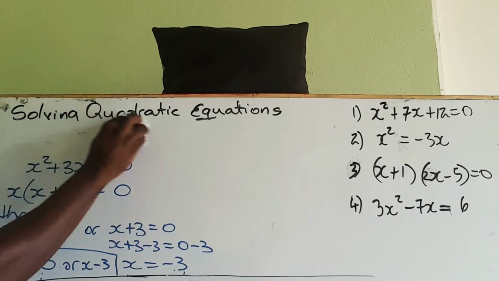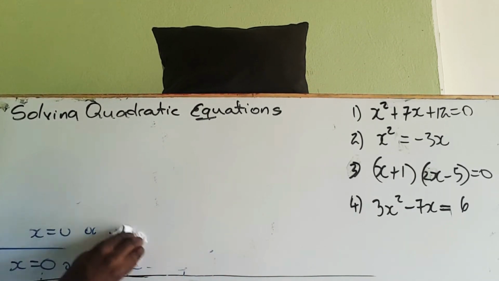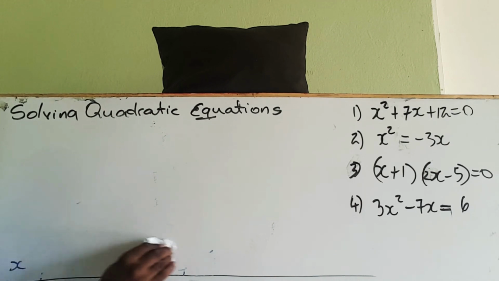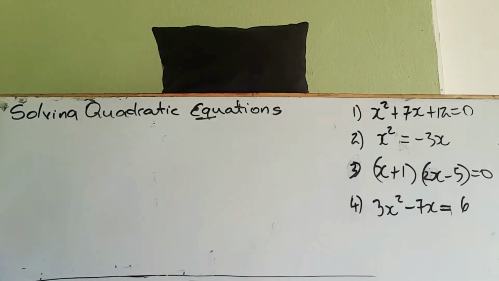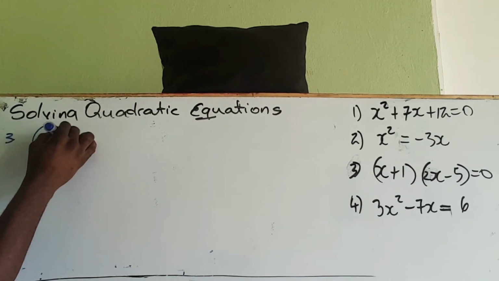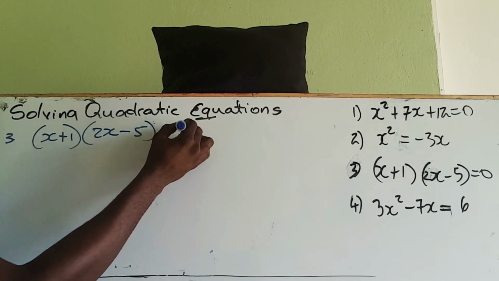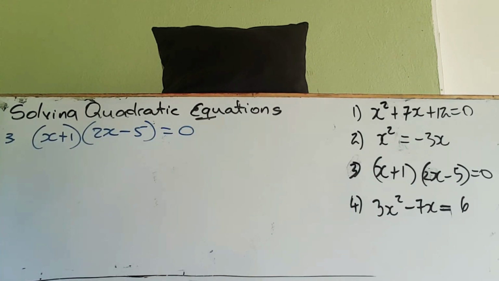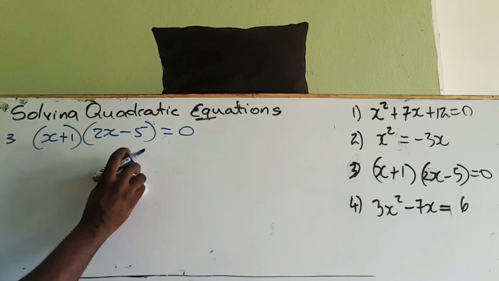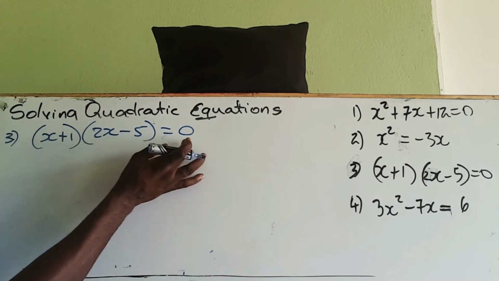Alright, let's look at another one, because there are various cases in which the questions can present themselves. Let's look at question 3. Question 3 says x plus 1 into 2x minus 5 is already equal to 0. Now, if you get a question like this, there is no need to expand and then try to solve, because it's already in factor form. That means this was already factorized, and we have our two factors multiplying to give 0.